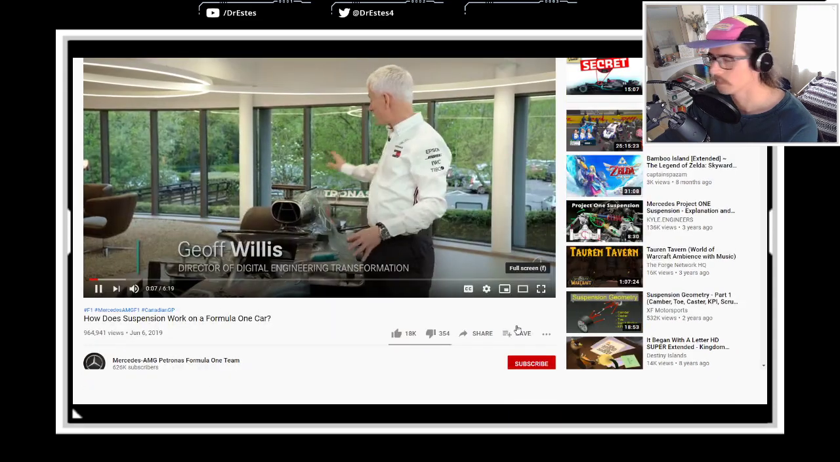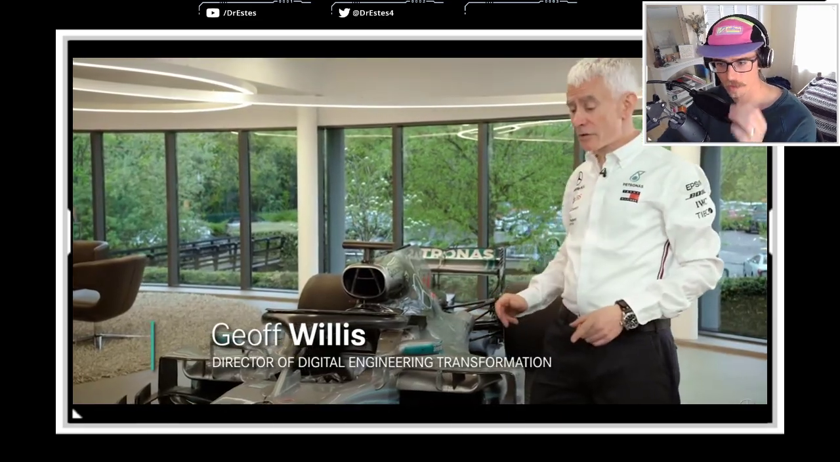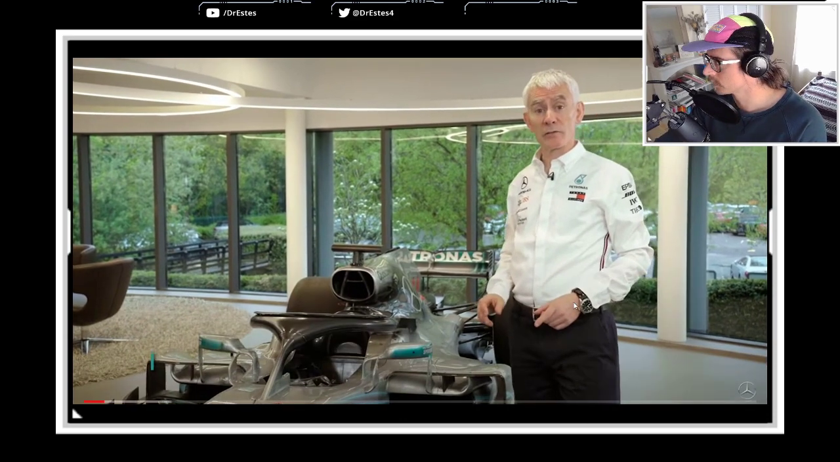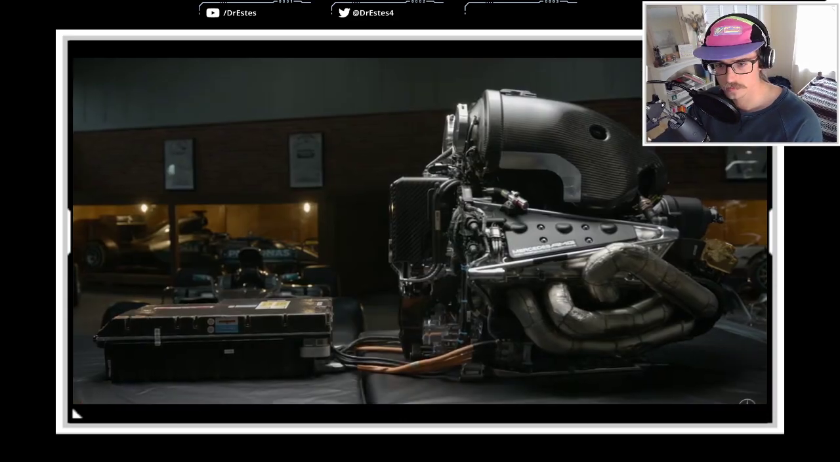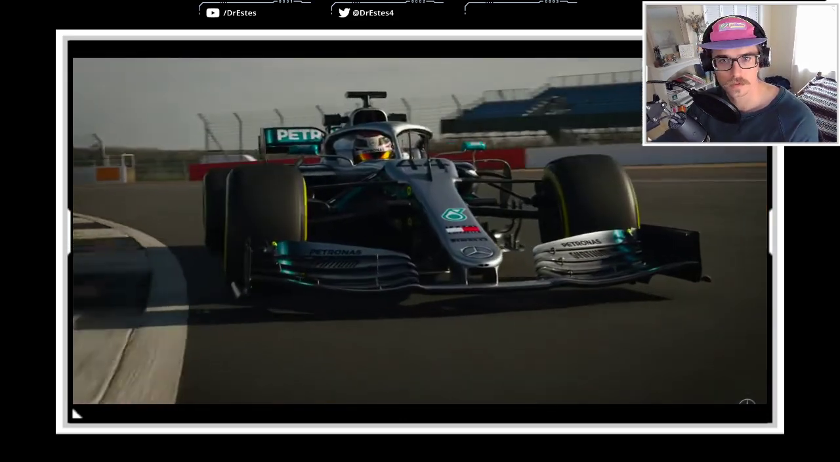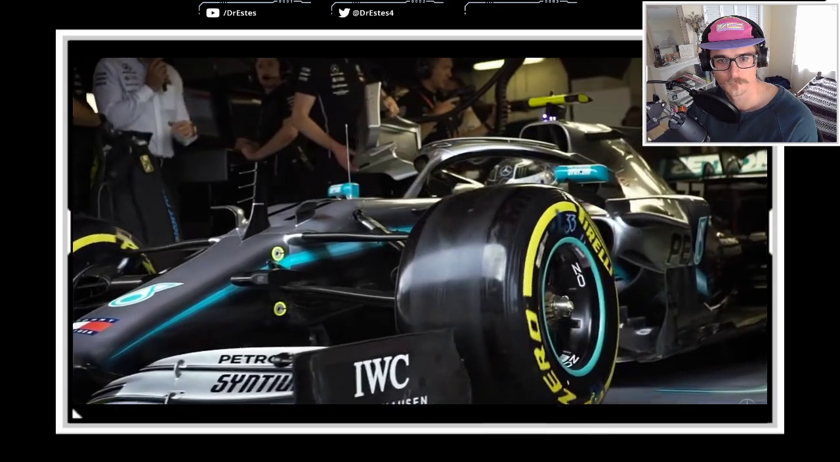The suspension system of a Formula One car forms the critical interface between the performance generating components of power unit, chassis, aerodynamics, and tires. It comes as no surprise, therefore, that the design, manufacture, and setup of suspension is an extremely complex affair.